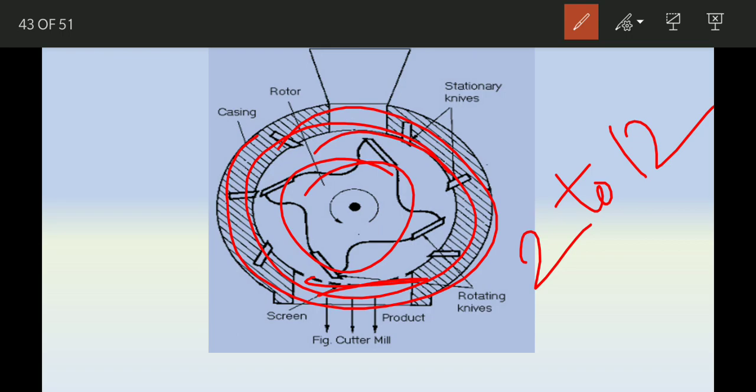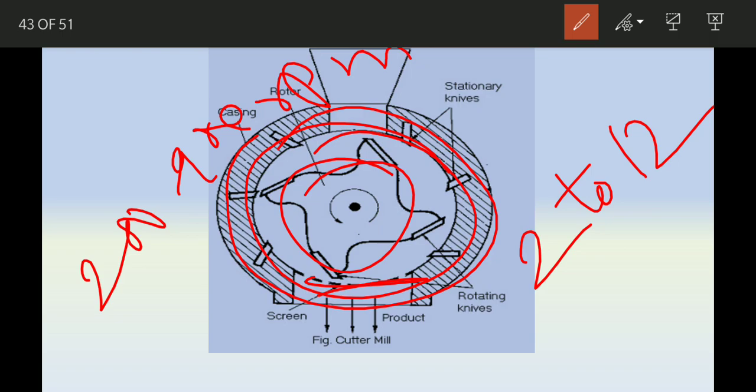Now let's talk about the working. So rotor disc rotates at 200 to 900 rpm and feed material is loaded through the hopper. This is the hopper from where we can load the material whose size has to be reduced. Material is cut between rotating and stationary knives into small pieces. Therefore, particles pass through the screen. Product is collected in the receiver.